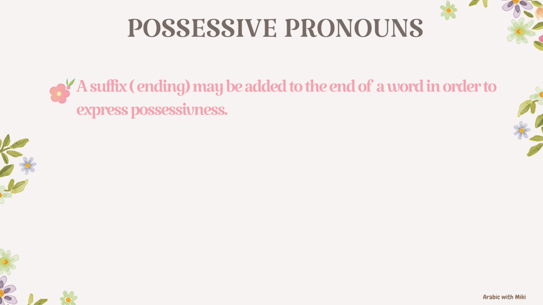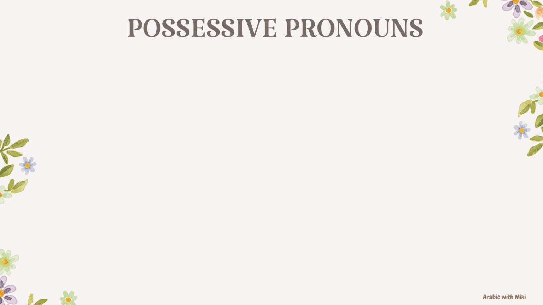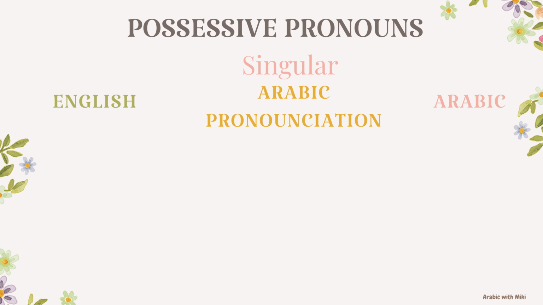A possessive pronoun is a suffix which is added at the end of a word which is used to express possessiveness, or in simpler terms, it is attached to a noun that is owned. Like independent pronouns, possessive pronouns are also broken down into different categories. We will start with singular possessive pronouns.